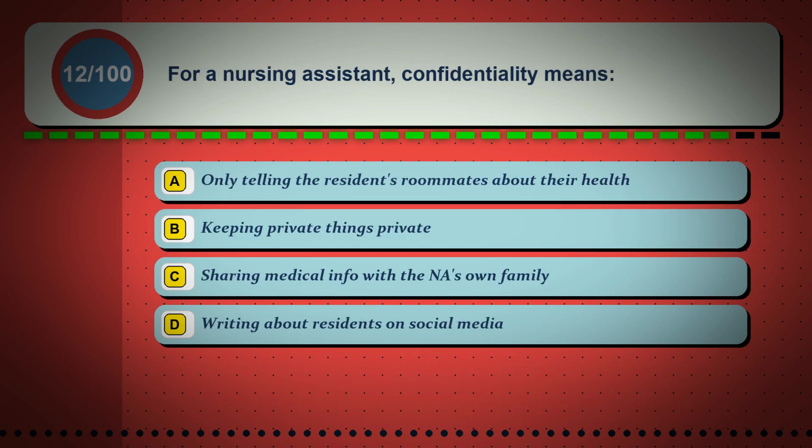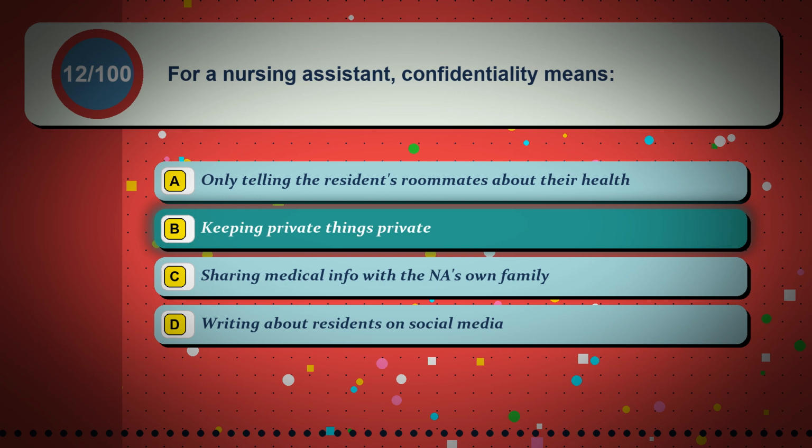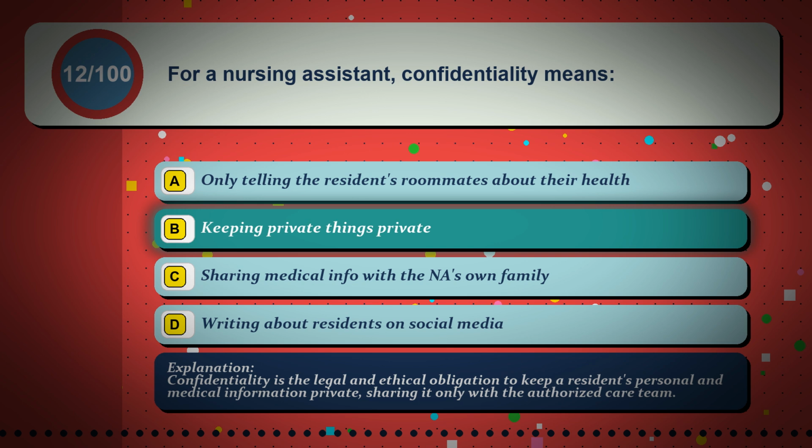Question 12. For a nursing assistant, confidentiality means: Option A, only telling the resident's roommates about their health. Option B, keeping private things private. Option C, sharing medical info with the NA's own family. Option D, writing about residents on social media. The correct answer is option B, keeping private things private. Confidentiality is the legal and ethical obligation to keep a resident's personal and medical information private, sharing it only with the authorized care team. Question 13.